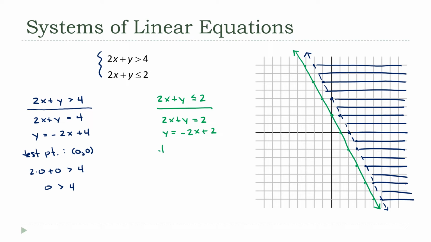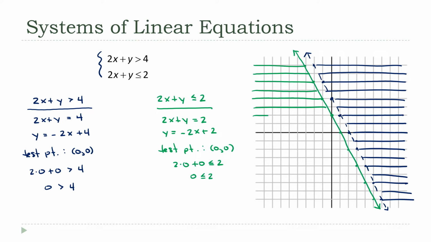And once again, I'll use the origin as my test point, and if I put that into the original inequality, 2 times 0 plus 0, 0 is less than or equal to 2. So the origin is part of the solution. So now it's going to be this section over here. And remember, when we're talking about systems of linear inequalities, the solution is the area where the two shaded regions overlap. And you can see pretty clearly here, they do not.